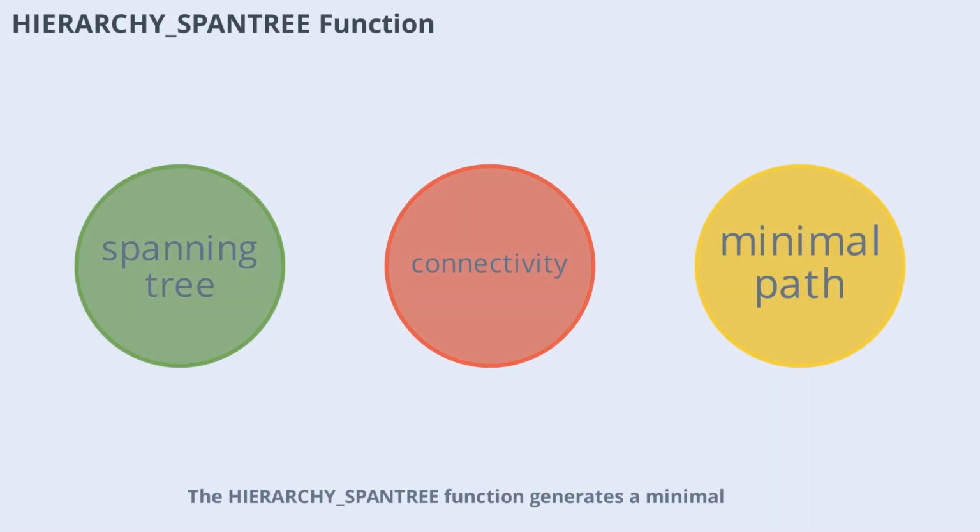The HIERARCHY_SPANNING_TREE function generates a minimal spanning tree from your source data. It's especially useful when your data contains multiple parent edges or cycles, as it only includes the shortest path between each start and result node. This function is ideal for connectivity testing, such as checking access rights or nested role structures, where you only need to know if a connection exists, not all possible paths.